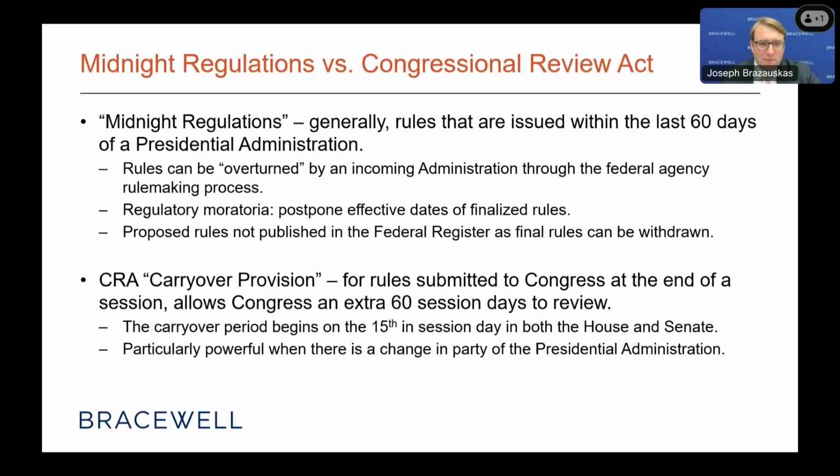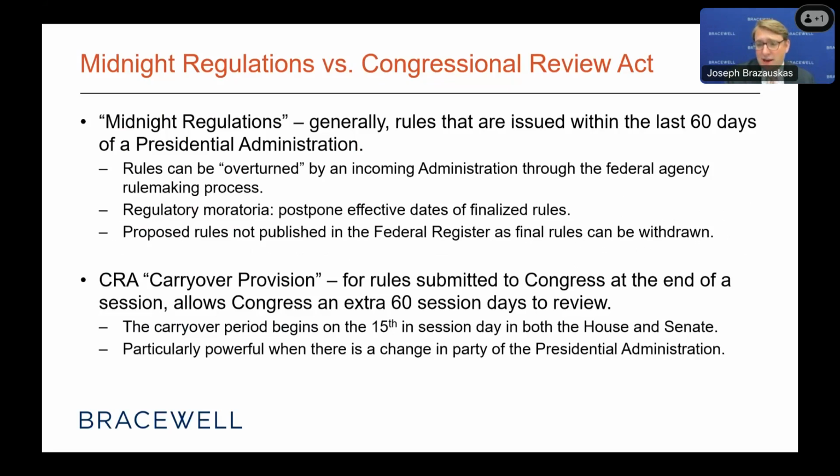And one thing I want to point out here is that oftentimes when discussing the Congressional Review Act, you hear the terminology of, quote, midnight regulations. So again, this is the concept of regulations that are promulgated, finalized, and printed in the Federal Register at the end of a presidential administration.